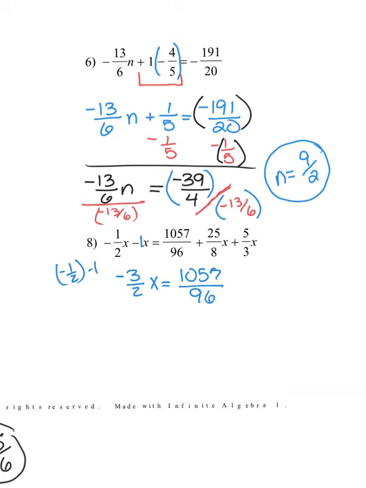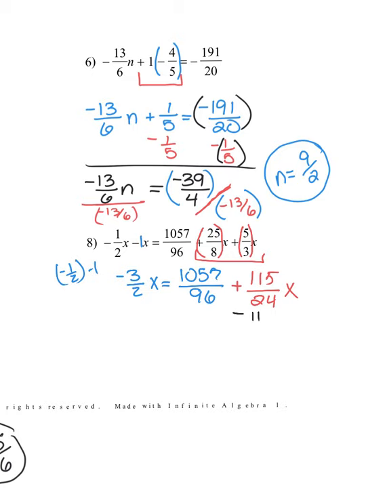On the right, I'm going to leave the 1057/96, but I am going to combine these two because they're both x's. I'm going to put this in parentheses, and I'm going to put this in parentheses. So 25 divided by 8 plus, new parentheses, 5 divided by 3. Hit math, enter, enter when you get some crazy decimal, and you're going to get 115/24. Don't forget the x.